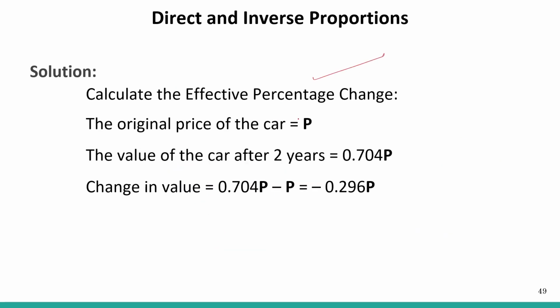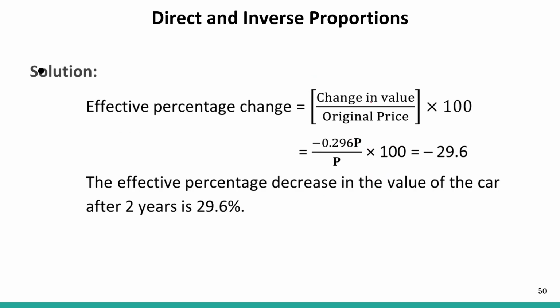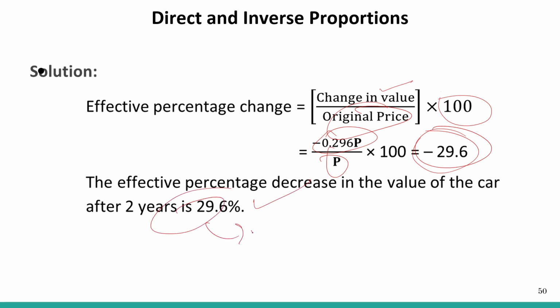Okay. So calculating the effective percentage will be what? The original price of the car is P. The value of the car after 2 years is 0.704P. Net loss is 0.704P minus P, which is equal to minus 0.296P. So this much loss he will be bearing after 2 years, because the price at which he can sell now is 0.704P. So the effective percentage change is equal to change in value by original price into 100, which is 29.6. So this much value has depreciated. So the effective percentage change in the value of the car after 2 years is 29.6. So this is the correct answer.